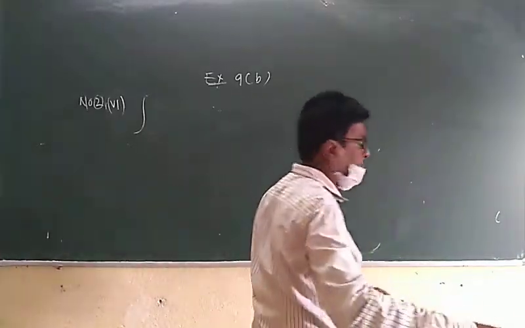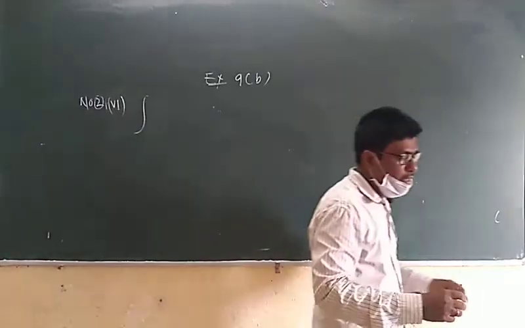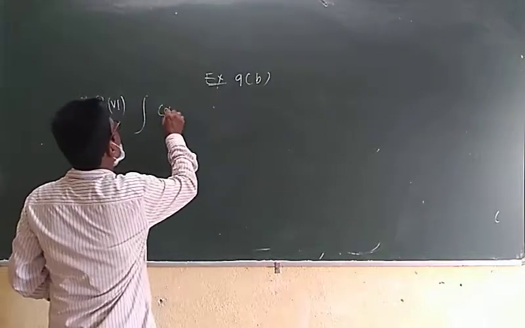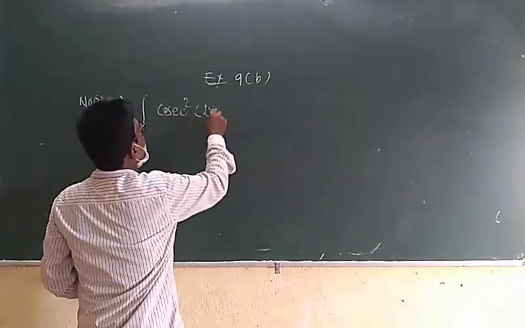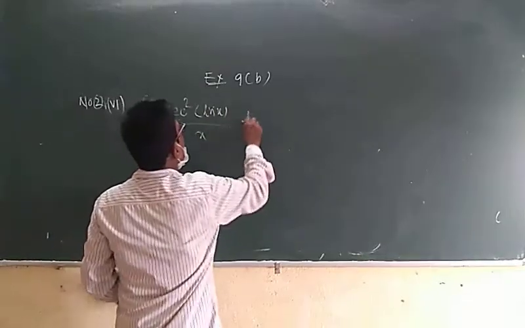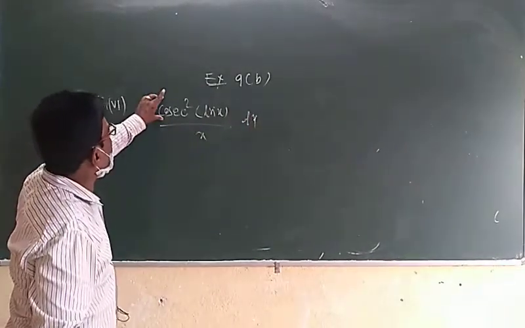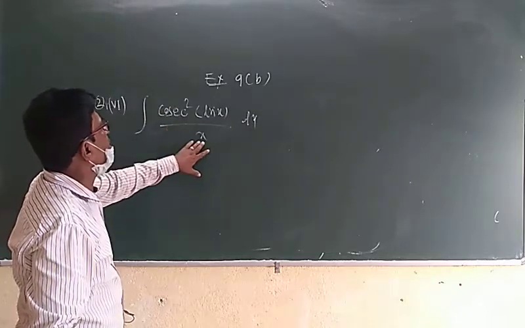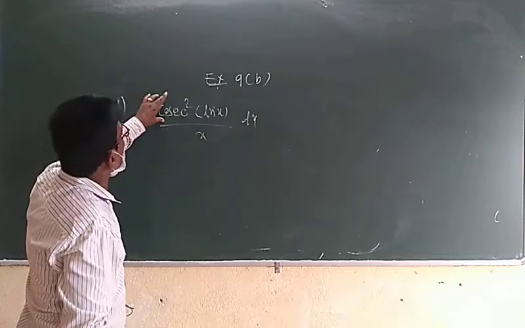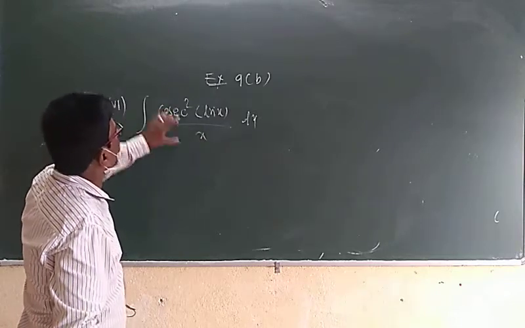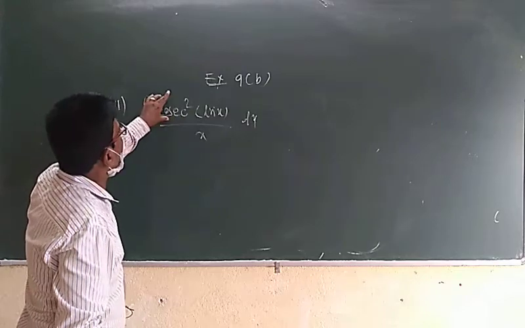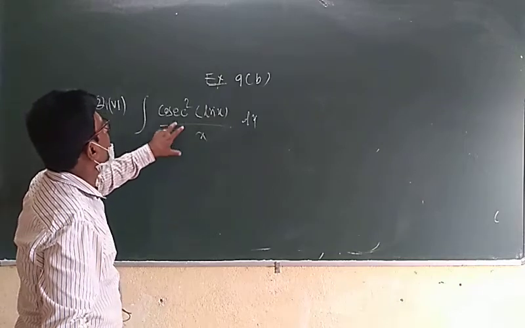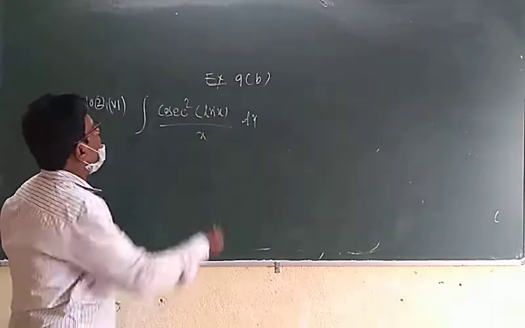Look at vi: the integral of cosec square of ln x by x dx. It is a trigonometric function. Only the numerator side is trigonometric, not the denominator side. The denominator is purely algebraic. So in this we are not taking x as z, because it is a trigonometric function. But the numerator side is trigonometrical, and the denominator side is not trigonometrical. If both numerator and denominator are trigonometrical, then take the denominator as z. But in this case, x is an algebraic function.